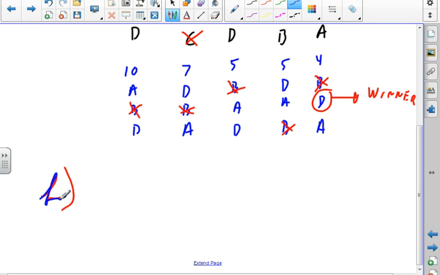Pairwise comparison. If the candidate X is preferred by the voters over the other candidates in a head-to-head comparison, then X should be the winner. Okay, Condorcet candidate. All right. So we're back to the original thing.